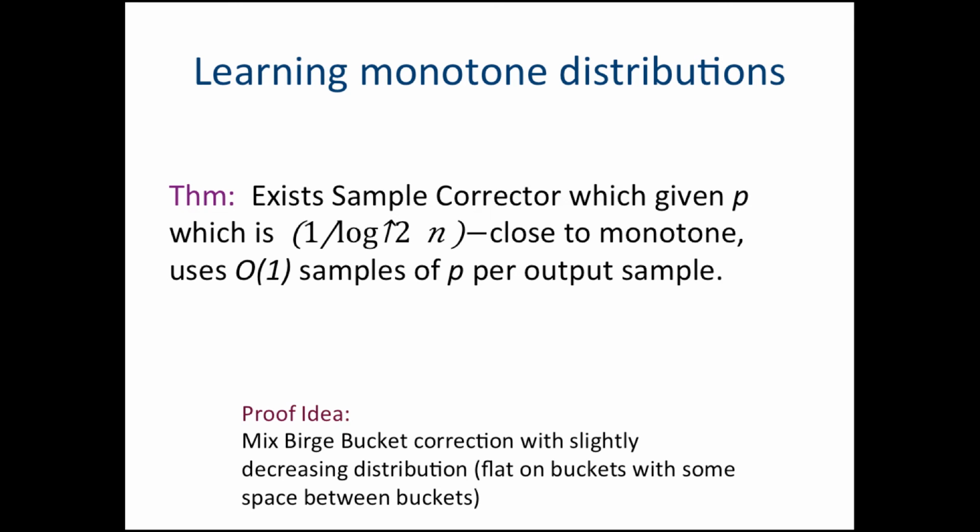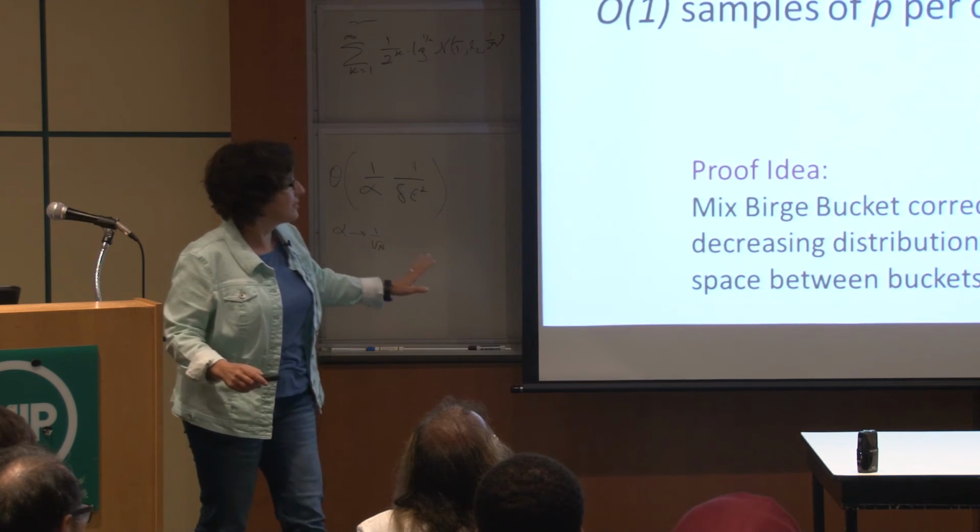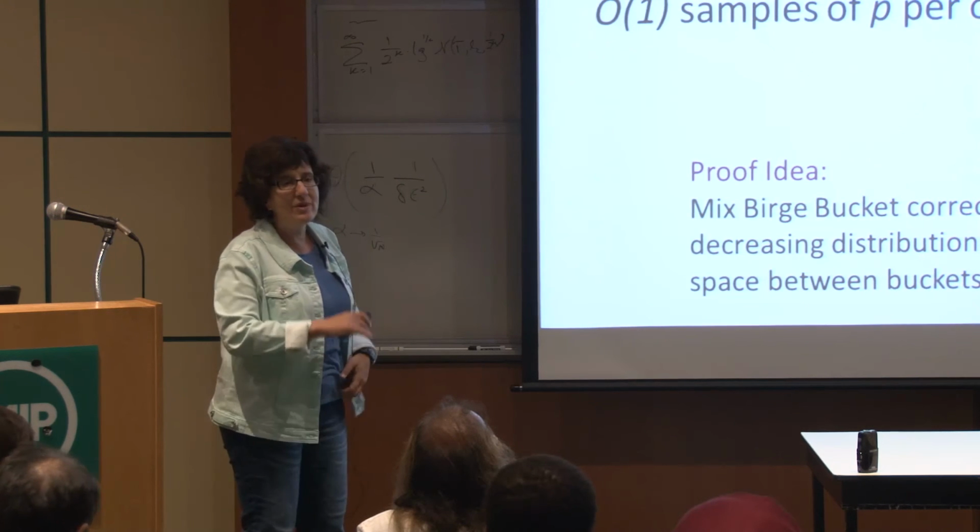We're going to mix the Birge bucket correction with a slightly decreasing distribution. Because the problem with the Birge bucket correction was, even if we correct and the Birge buckets are fine, it could be that the buckets didn't actually go down. Maybe one was up higher. So what we're going to do is mix it with an arbitrary distribution where there's some spacing between the buckets, and that's going to be enough. Okay, so that's all you have to do. You just have to work it out, and you can see that this is really all you have to do. So this little thing we can do, and we can do it obliviously.